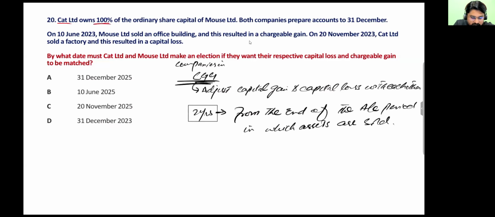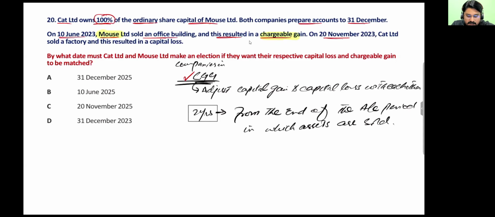CAT Limited owns 100% of the ordinary shares of Mouse Limited. This shareholding is meeting the percentage for a capital gain group. Both the companies are in capital gain group. Both companies prepare accounts to 31st December. The year end date for both the companies is also similar. On 10th June 23, Mouse Limited sold an office building and this resulted in a chargeable gain. Who sold this office building? Mouse sold this office building and resulted in a chargeable gain.